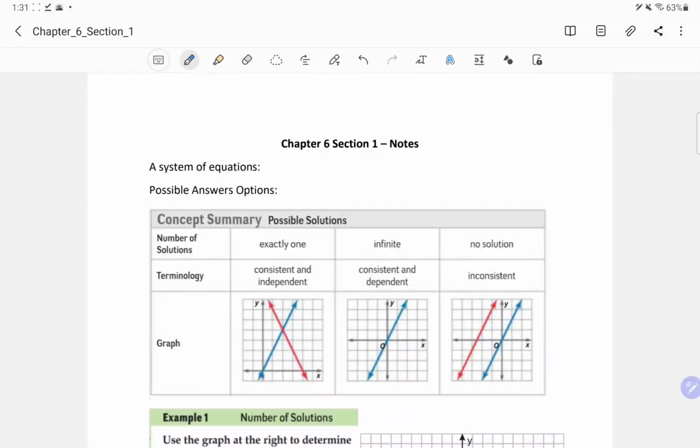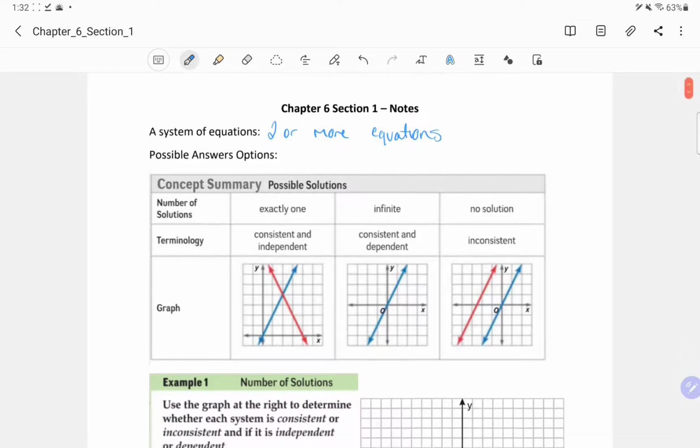Chapter 6, Section 1, we are moving on to systems of equations, so no more inequalities for now. Going back to equations would mean things are going to be equal on both sides. But a system of equations is two or more equations that are working together. Okay, so they're related somehow, and basically, you're looking for where they're either the same or something like that.